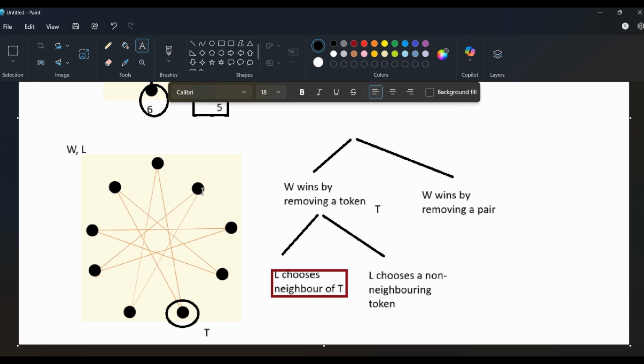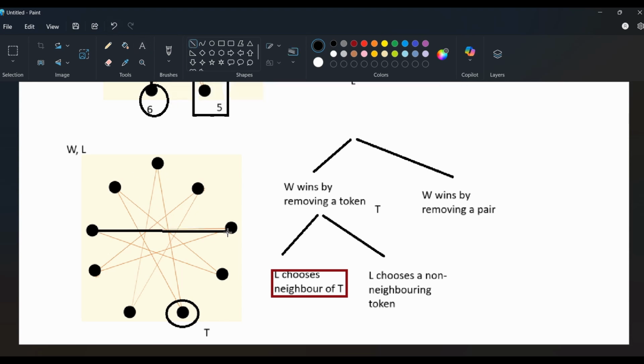Could L remove an edge that's not touching this, an edge something like this? No, this is also not possible. Let's say these three tokens were open when it's L's turn to play, and L wouldn't remove this, letting W win. L could have just removed this, letting W play one of these, and then the last move would be L's.